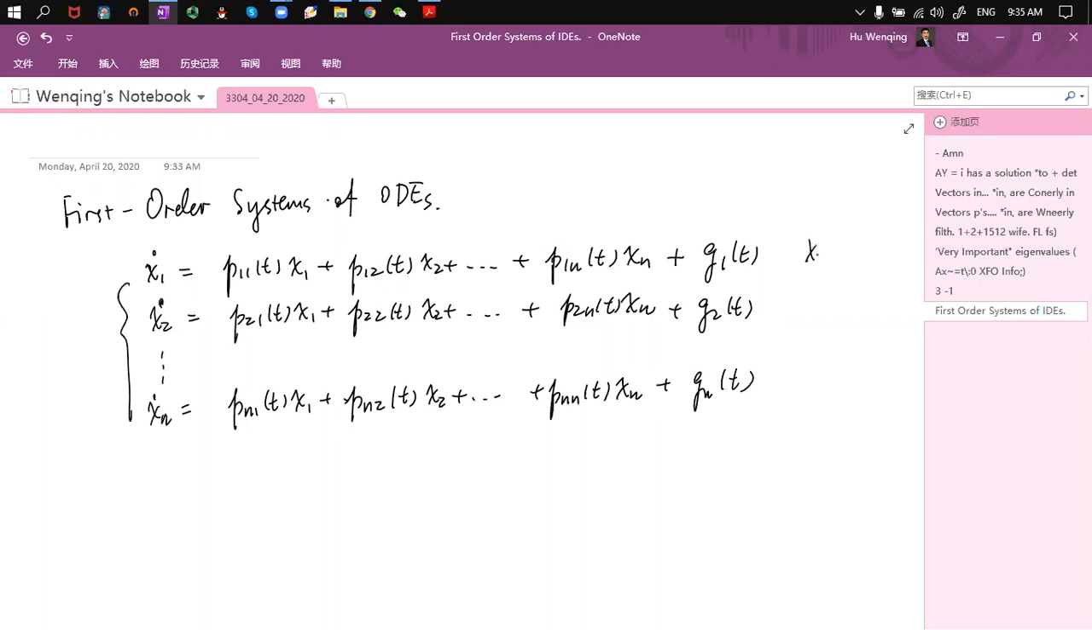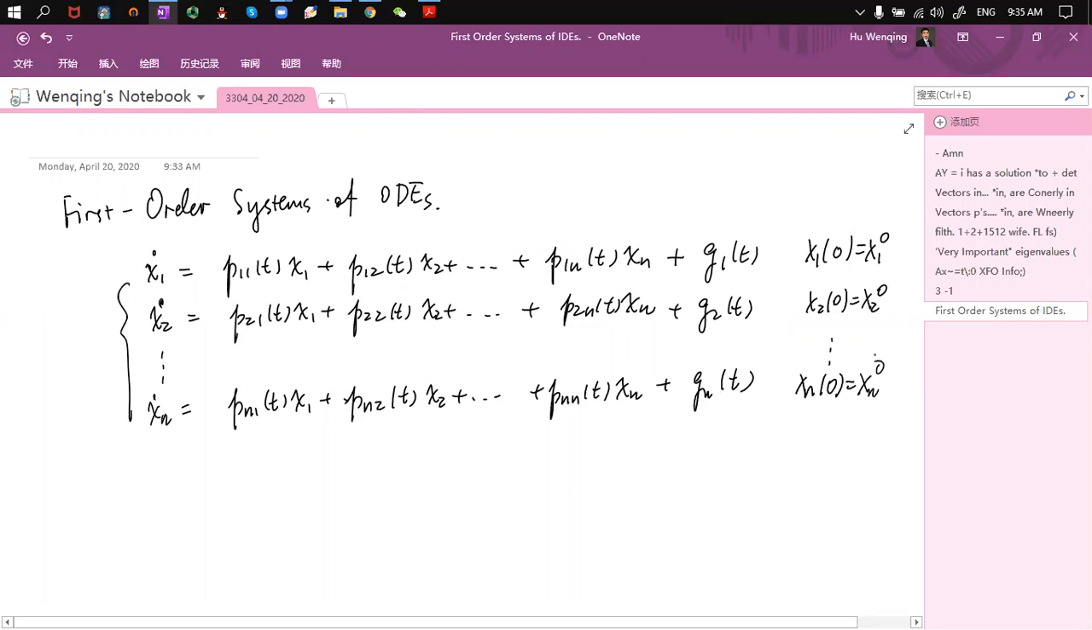But if you really want to solve it, you need initial conditions, right? So x1 of 0 is equal to x1 at 0, x2 of 0 is equal to x2 at 0, dot dot dot, xn of 0 is equal to xn at 0. So you need the initial conditions for your problem. Now, how are you going to solve it? Our goal is to solve this differential equation.